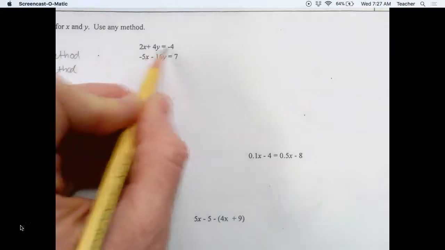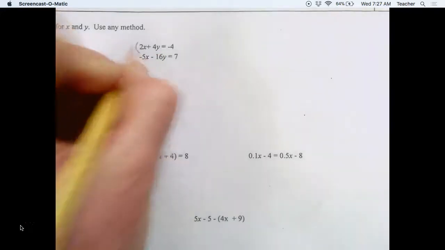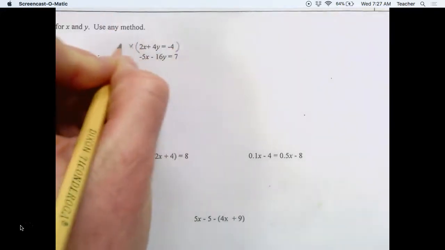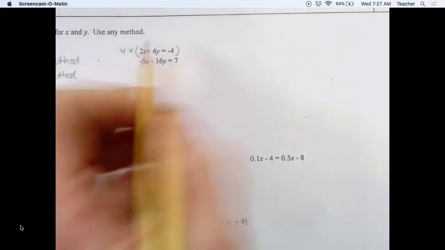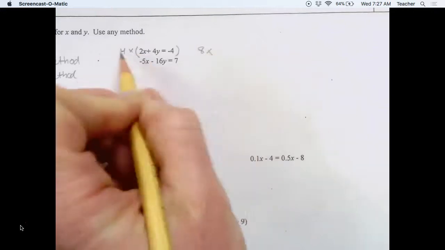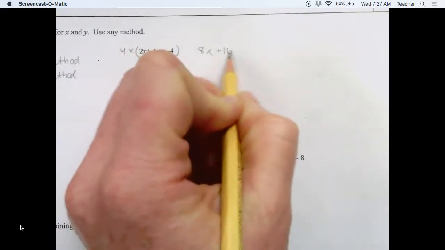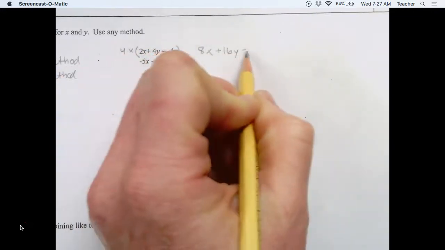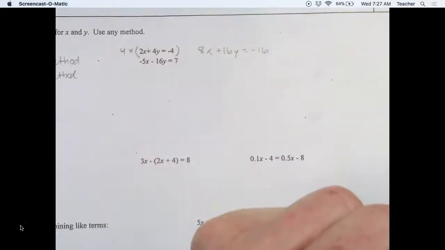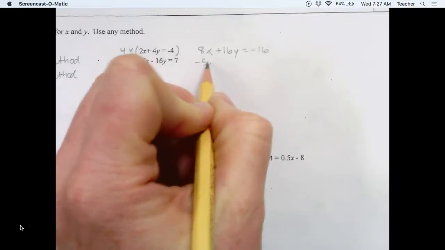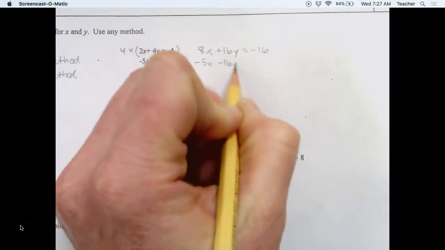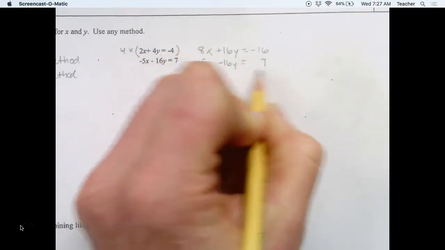So I'm going to multiply this equation, everything through, by 4. So this equation becomes 8x. 4 times 4 is 16y. 4 times negative 4 is negative 16. And this equation stays the same, negative 5x minus 16y equals 7.